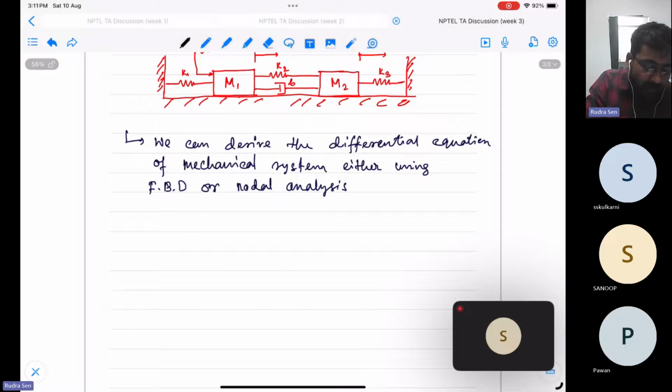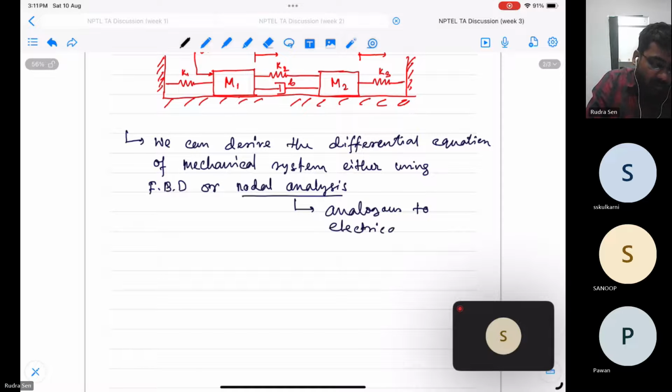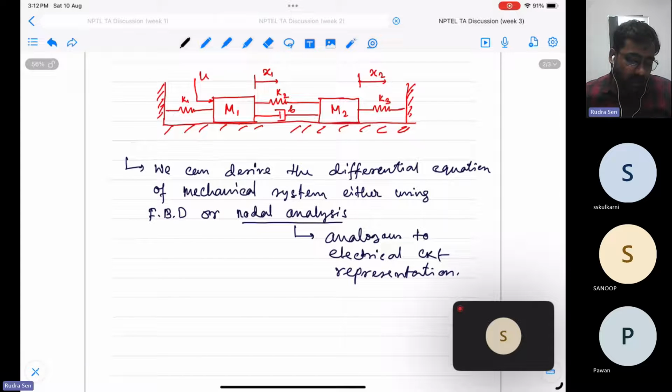Nodal analysis is basically analogous to electrical circuit representation. Right now, first I'm going to do this using a free body diagram.